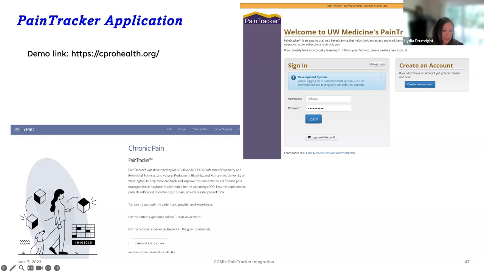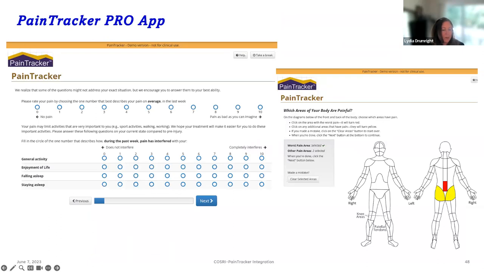Next slide, please. And what this app looks like is, remember, this is a PRO app for patient reported outcomes and measures. So they get questionnaires like the one on the left-hand side there. And then they also get questions about where their pain is that they fill out on the body map on the right-hand side.